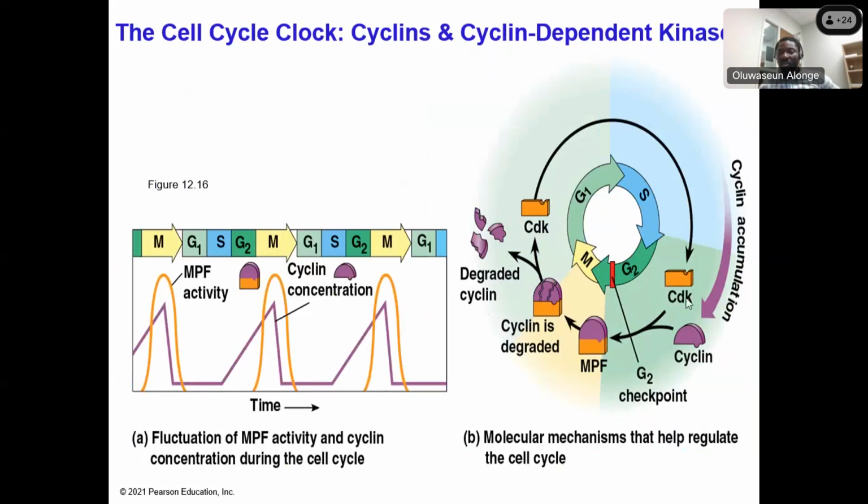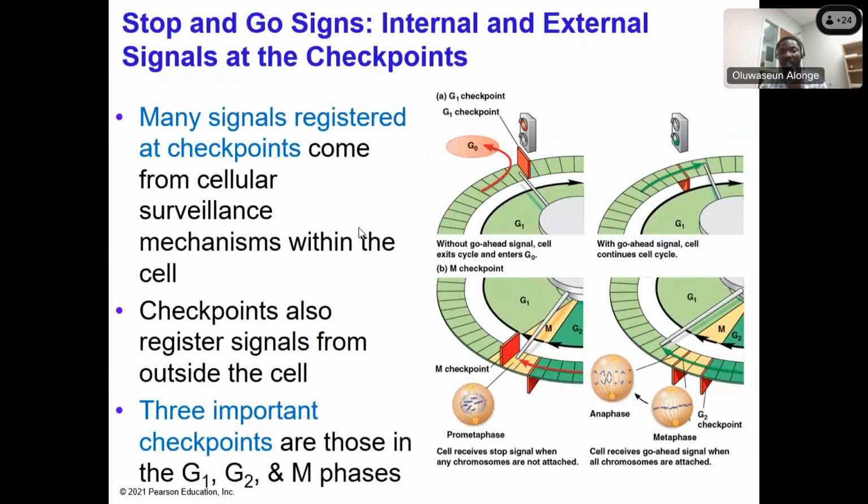Let's go. It's still the same slide. There are three important checkpoints like we talked about: the G1 checkpoint, the G2 checkpoint, and the M phase checkpoint. This is the M phase checkpoint, and this is the G1 checkpoint. Without a go-ahead signal, the cell exits the cycle and goes into G0. If the cell is not authorized to go ahead, it can go to G0, which is what we call apoptosis, if it cannot pass through the G1 checkpoint. If there's a go-ahead, the cell continues the process.